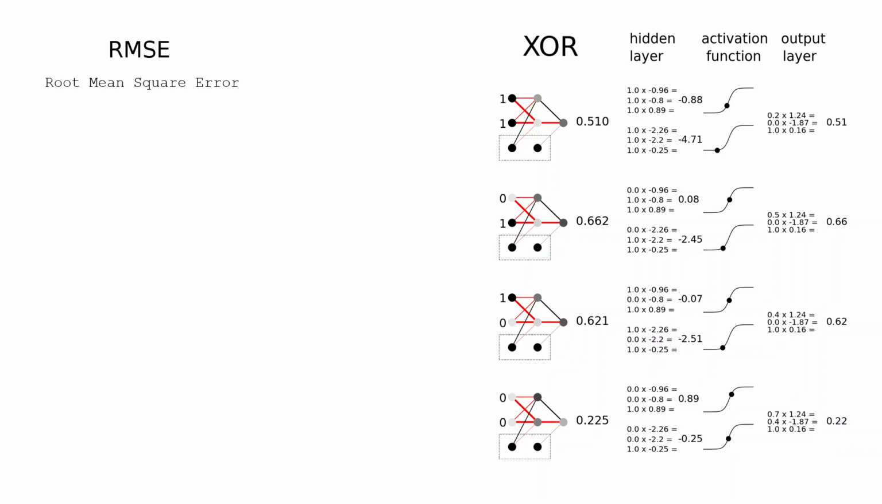Instead of explaining how it's calculated, I'm just going to show you how it's calculated. So what we first do is take the error per input situation. So for 0, 0, we want the output to be 0, so the error is 0.225. And we can do this for all the different situations.